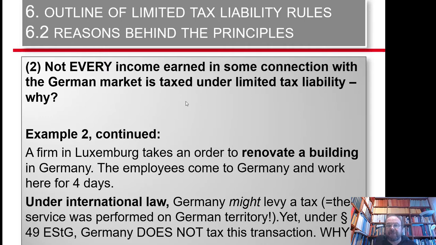Now, the same principle: a firm in Luxembourg takes an order to renovate a building in Germany. The employees drop into Germany and work here for 4 days. Now, why don't you include the business income from that single operation into the German taxable inland income of that foreign firm? And the answer is again, otherwise, if you did tax it, they would never accept the German order. So you would also then never get that money. So under international law, raising a tax claim would be possible because it has to do with the inland, but under economic aspects, it's not recommendable.